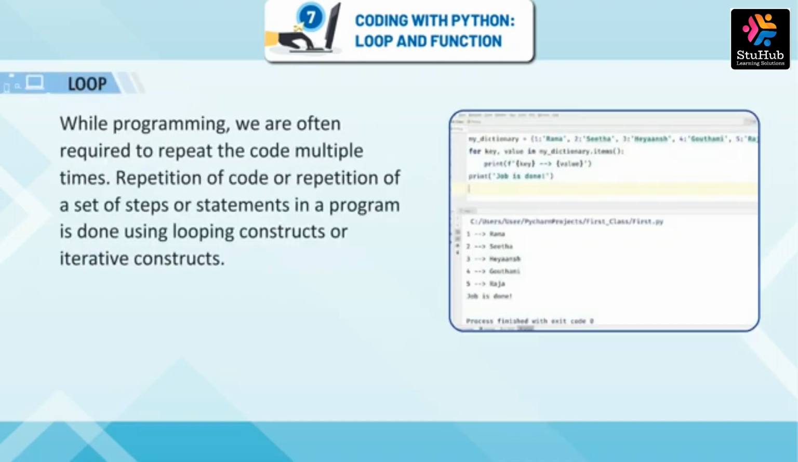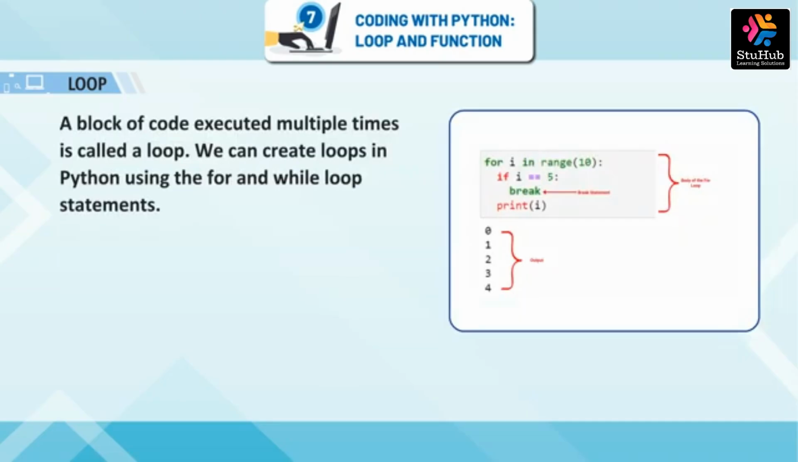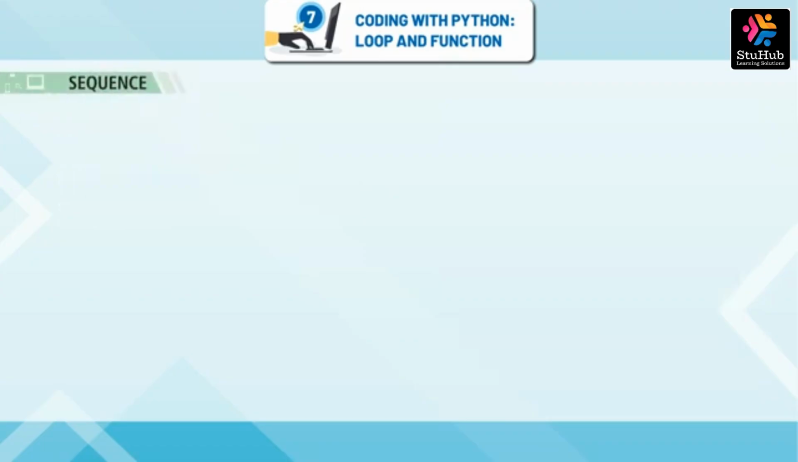Loop. While programming, we are often required to repeat the code multiple times. Repetition of code or repetition of a set of steps or statements in a program is done using looping constructs or iterative constructs. A block of code executed multiple times is called a loop. We can create loops in Python using the for and while loop statements.